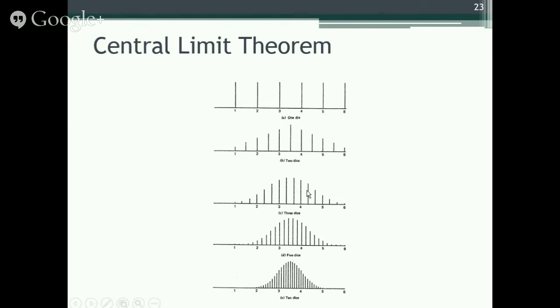But it's a normal distribution because my probabilities of 1 through 6 are equal for each die. As I do 3 dice, I get this. 5 dice, I get this. 10 dice, I get this, right? So the more I sample, the more dice I add in, the more my distribution starts to approach normality, okay?